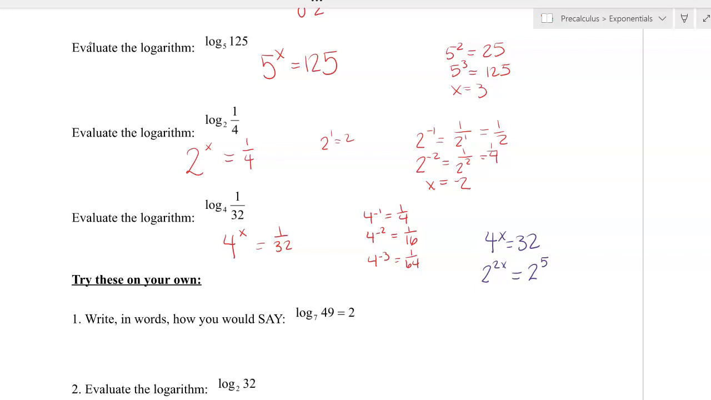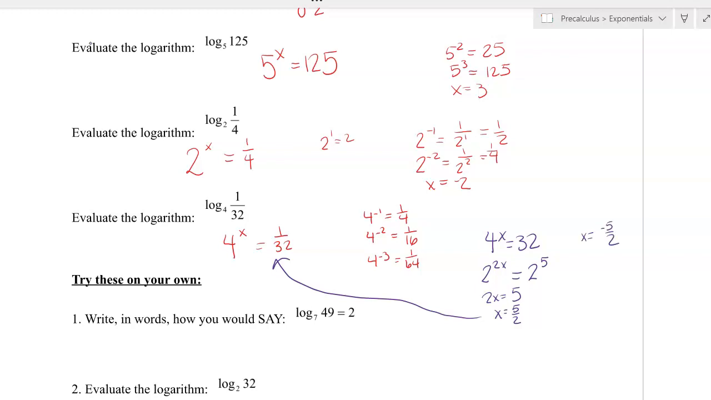Alright, so now that they have the same bases, I can completely ignore those bases and just kind of set the exponents equal to each other. So I'm going to have 2x is equal to 5. Therefore, x is equal to 5/2. But we knew that our exponent was going to be negative because it changed it to a fraction. So, all in all, it should be x equals negative 5/2.